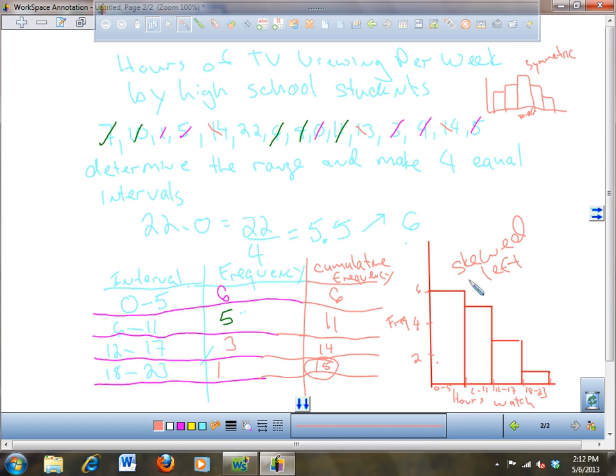But when you make your histogram, you make it like this. Symmetric, skewed, and that's it. Do you have any questions or anything like that? No. Have you seen this before? Have you made a histogram? You probably have, but maybe you didn't know they were called histograms. We did them in like 6th grade.